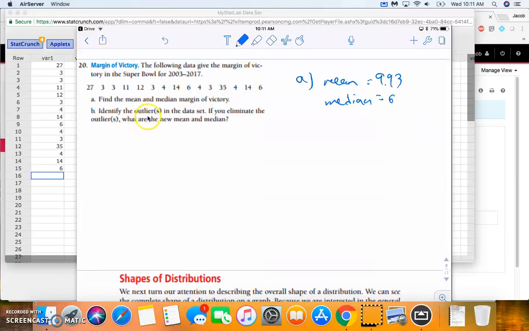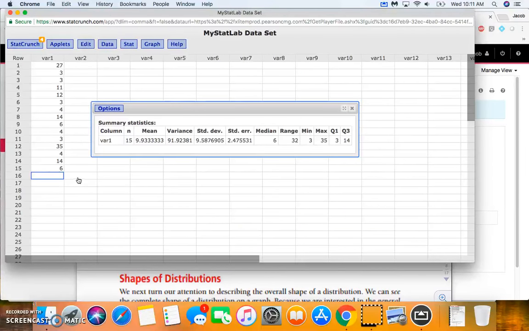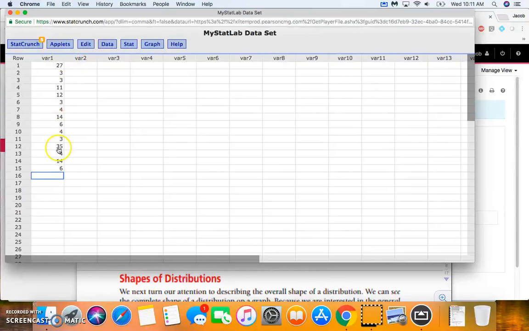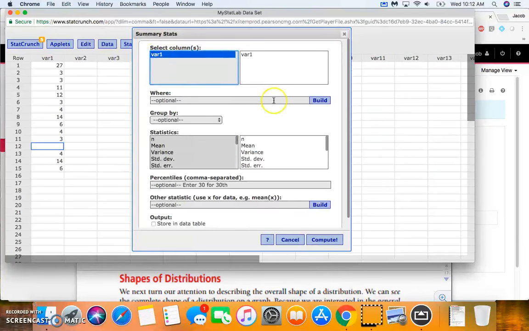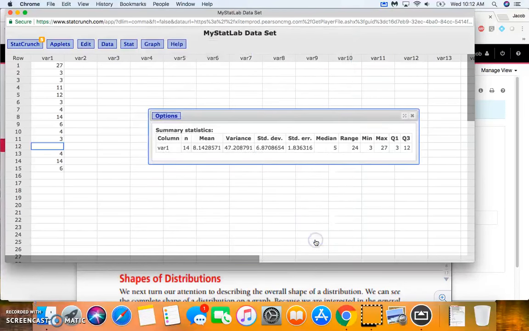Now you want to identify the outlier. In this case, we're just going to identify one outlier in the data and see what happens if we eliminate that outlier. So here's our data right here, and the 35-point victory was an outlier. So I'm going to delete that, and now I'm going to go again back up to Stat, Summary Stat by column, click var1, and compute.